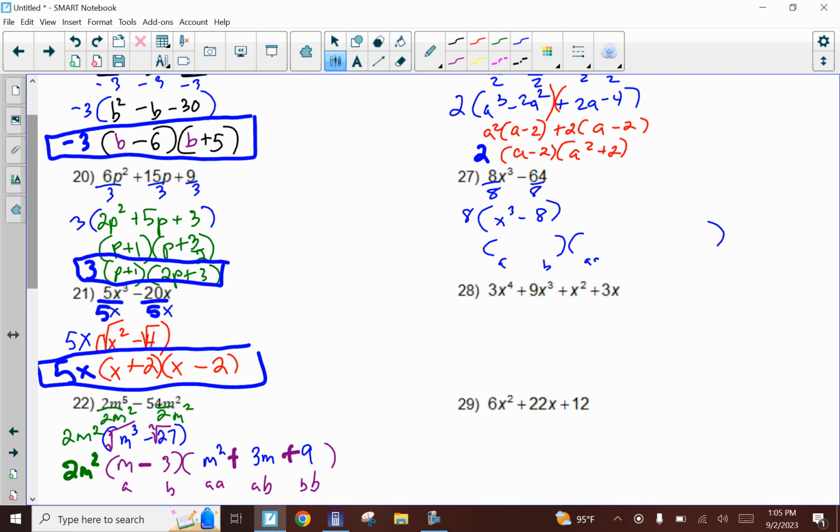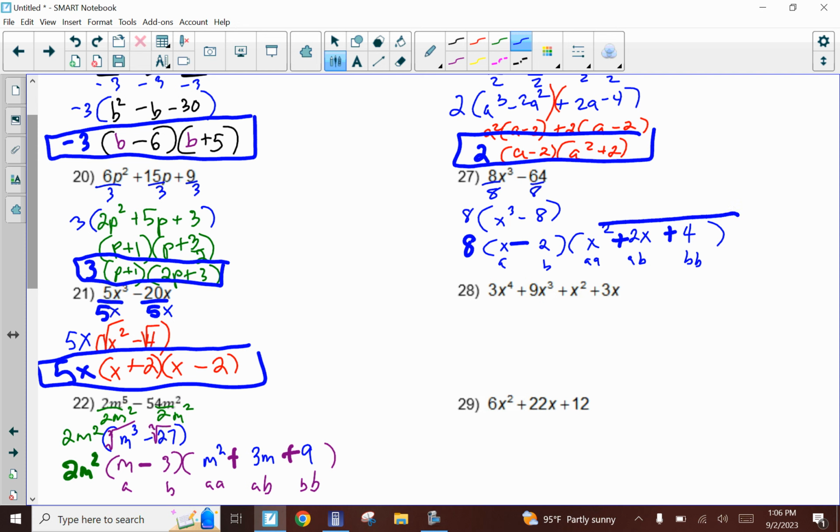AB, AA, AB, BB. So if I cube root this, it gives me x. If I cube root 8, it gives me 2. So a times a would be x times x, so that's x squared. A times b would be 2 times x, so that's just 2x. And then b times b would be 2 times 2, so that's 4. Then we put the signs on it, same, opposite, always positive, and then we take the GCF and put it in front.